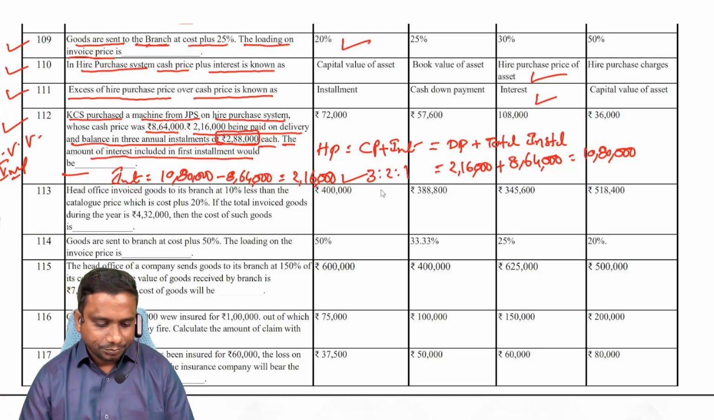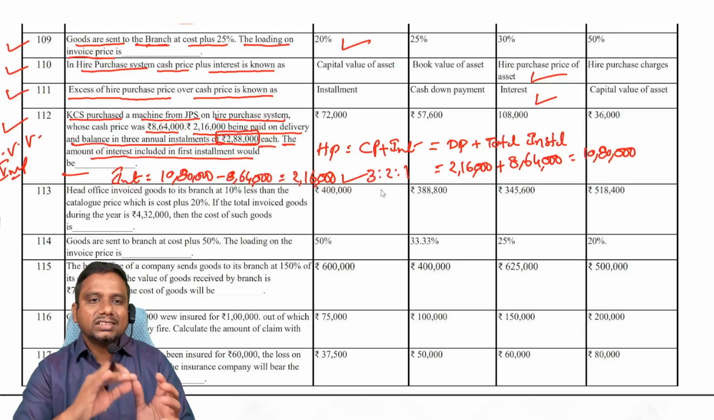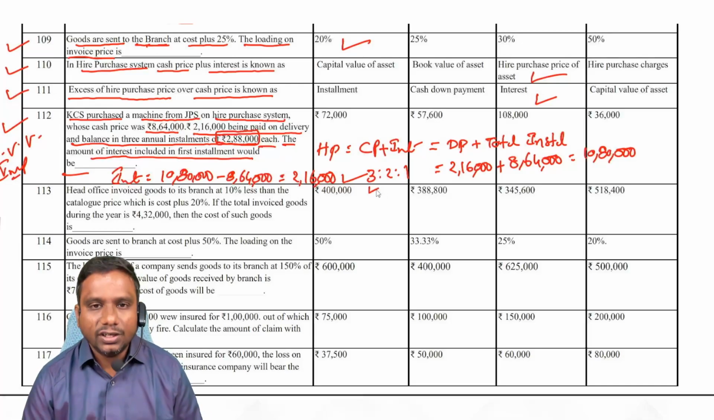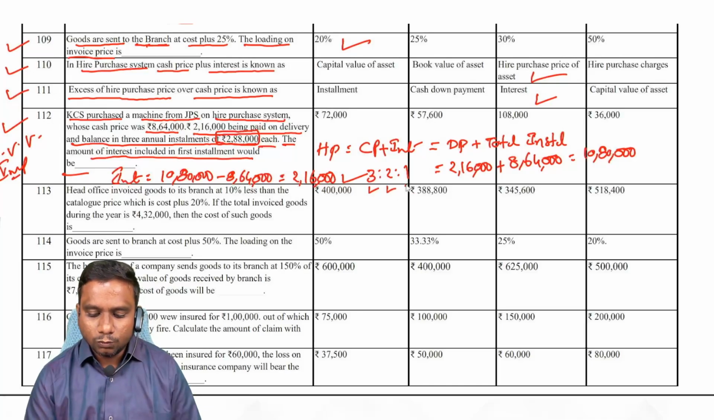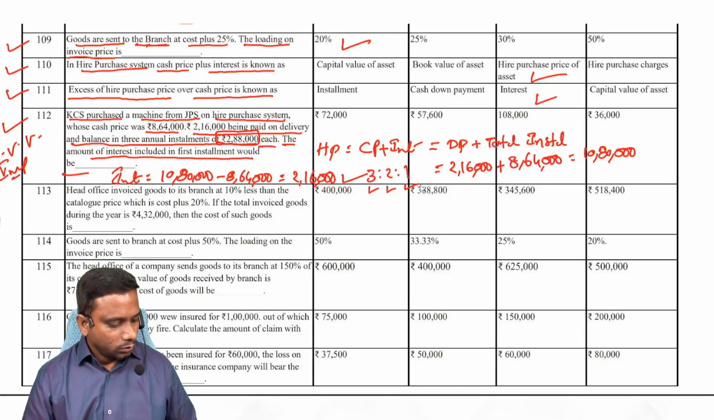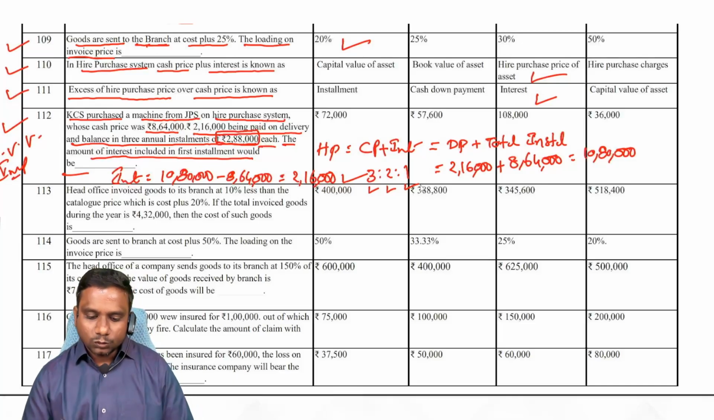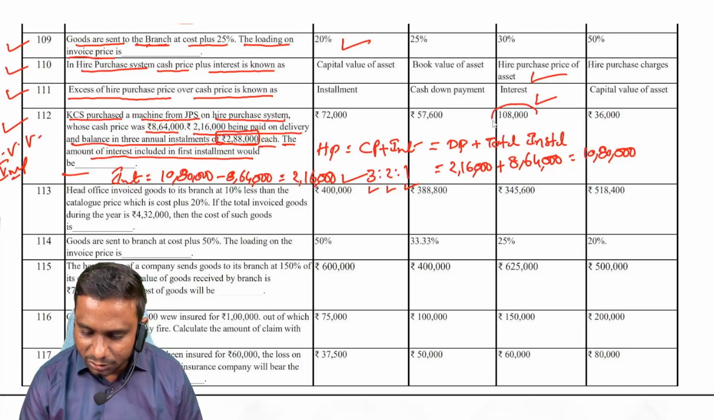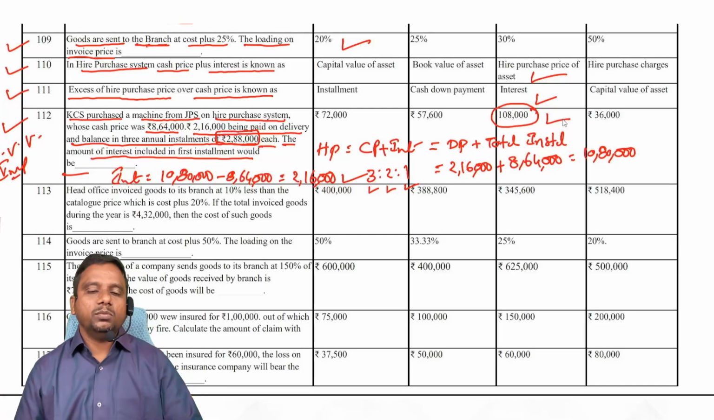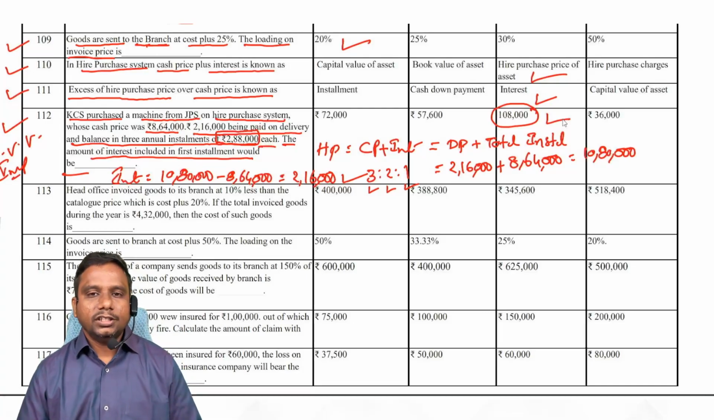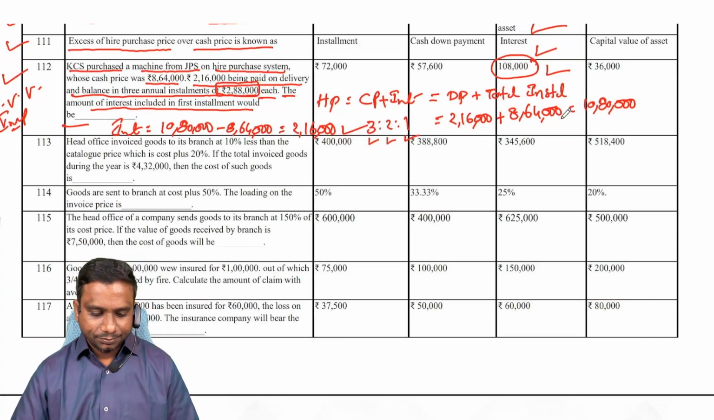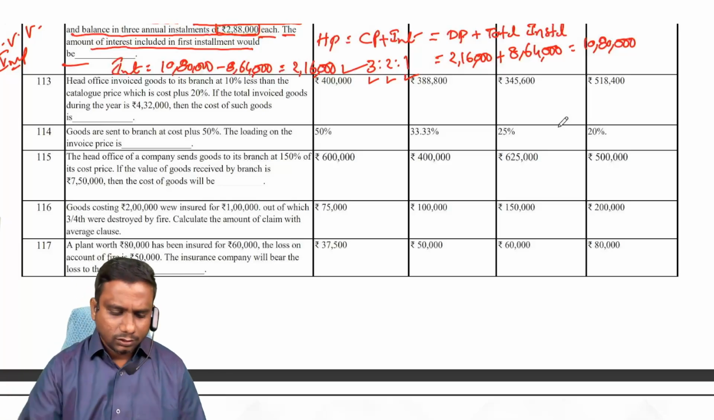They are asking the interest included in the first installment. First installment is 3, second installment is 2, third installment 1. Now 2,16,000 into 3 by 6, that is 1,08,000, students. Option 3 correct. This is a very, very important question. Is it clear? Next one. If you want, you can repeat the question once again.